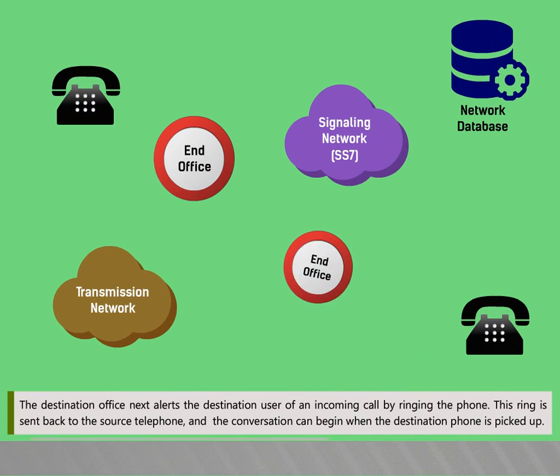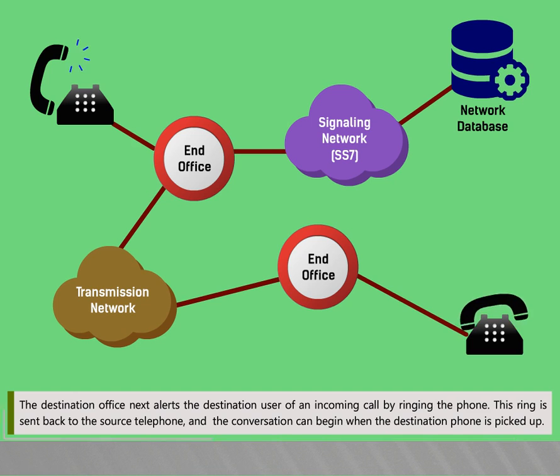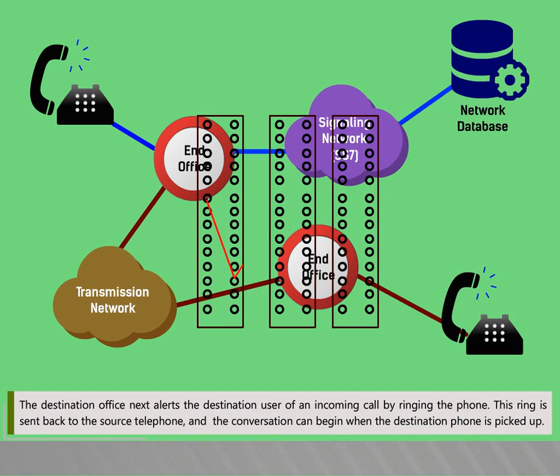The destination office next alerts the destination user of an incoming call by ringing the phone. This ring is sent back to the source telephone, and the conversation can begin when the destination phone is picked up.